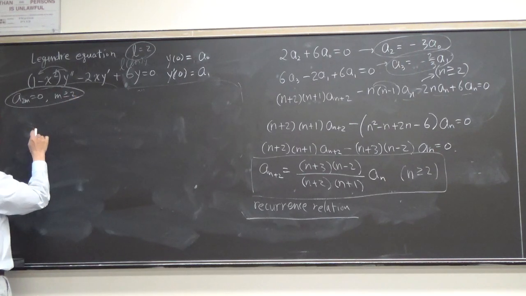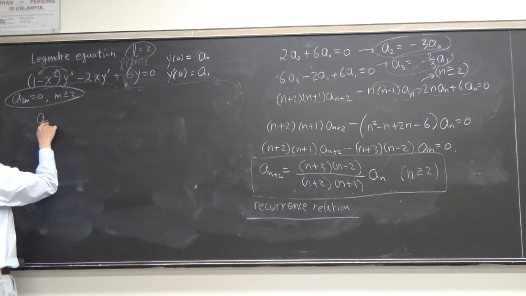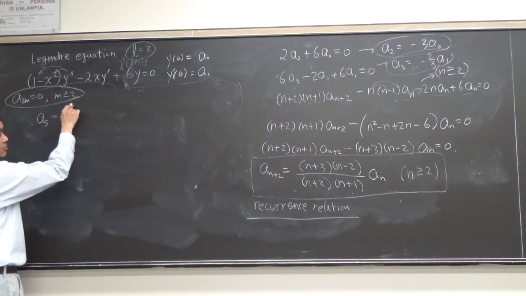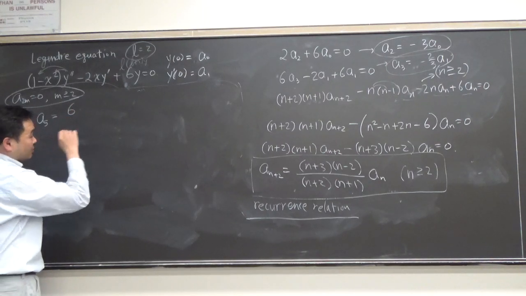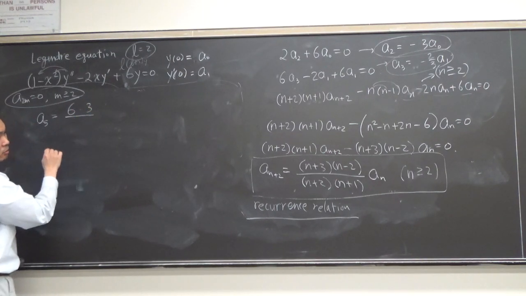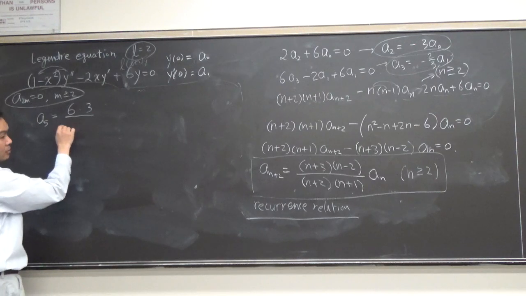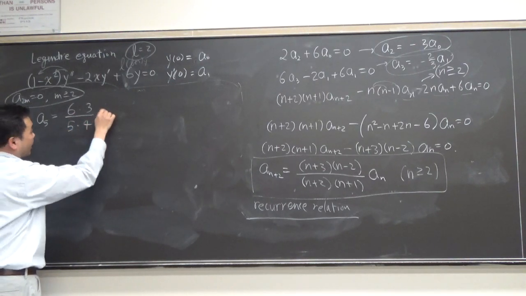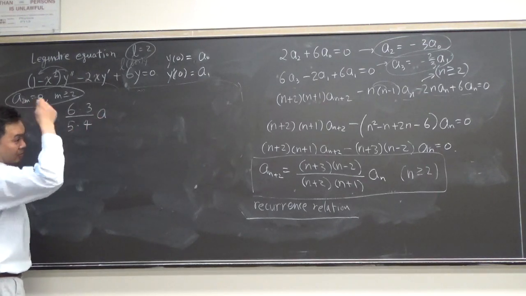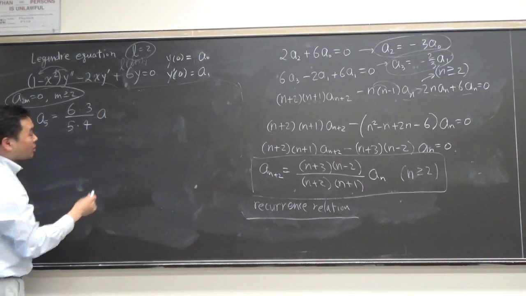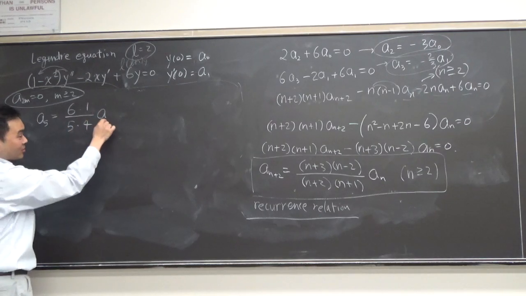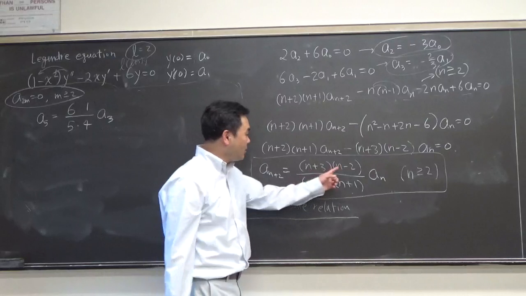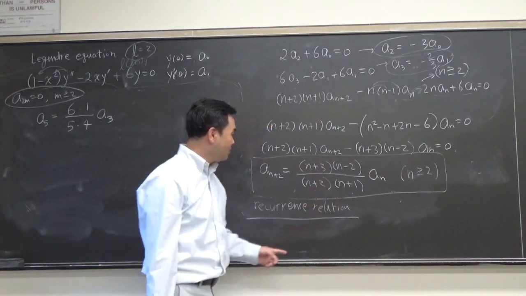Okay, now let's carry on with A5. A5 is with n equals 3, right? So that's 6 times 3 over 5 times 4 of A3. Is that 3? N is 3, right? 6 times 1. Thank you. Yeah. And A3, right? So n is 3. 3 minus 2 would be 1. Yep. 3 plus 3. Okay.